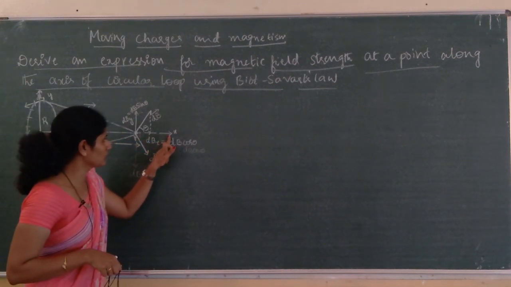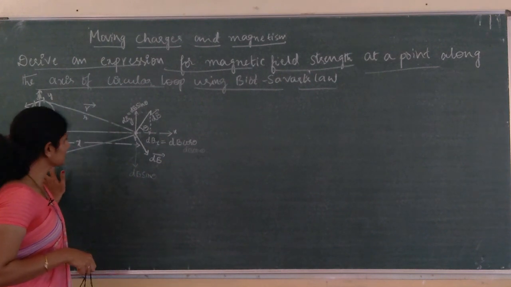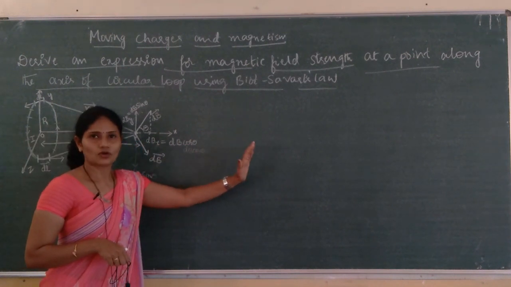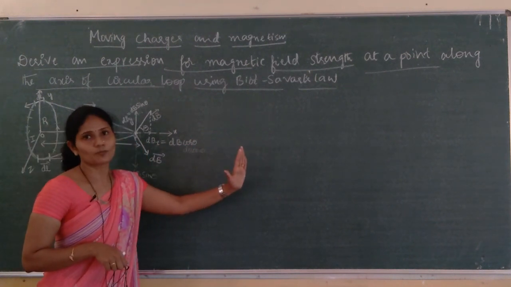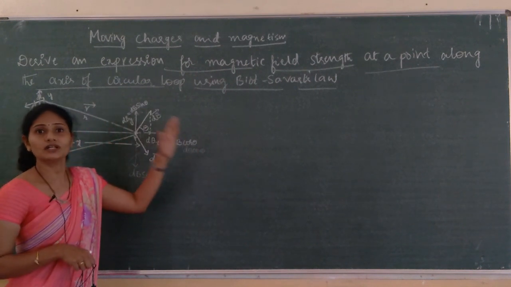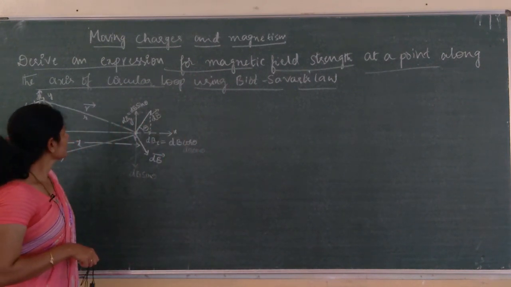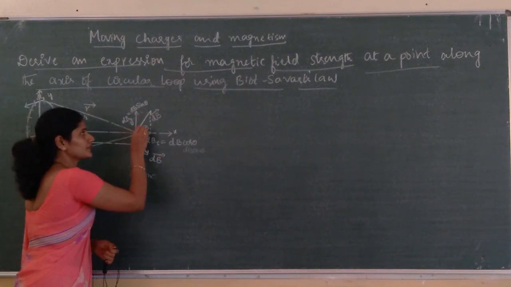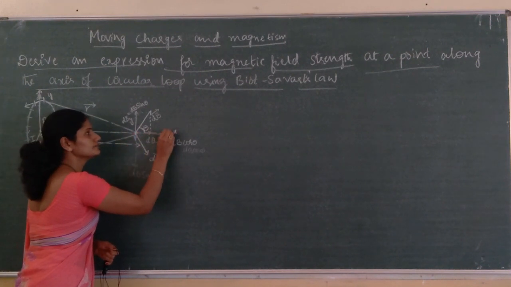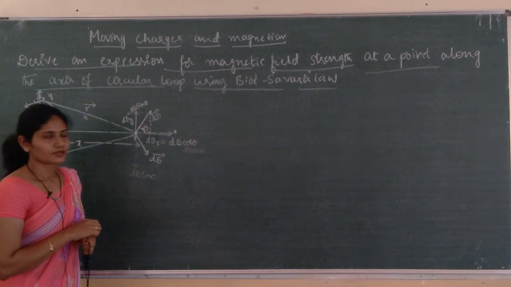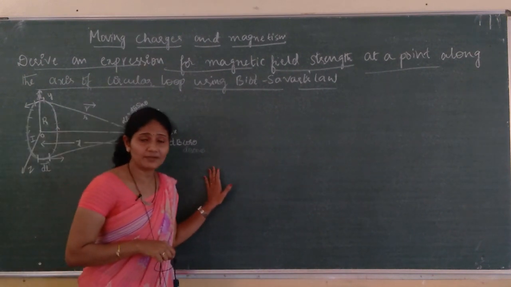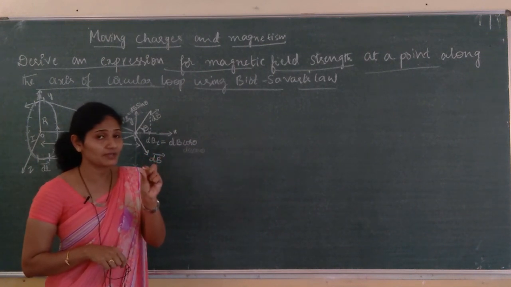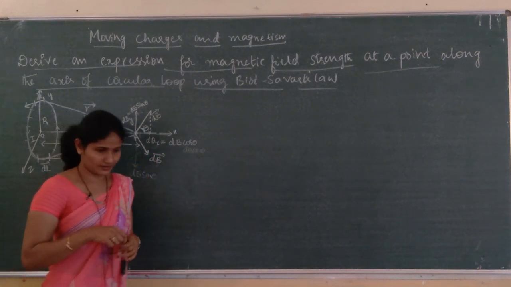So dB cos theta along this direction, due to this line element we have dB cos theta, that is also in the same direction. So adding all the x components, we get the total magnetic field. Now this angle is theta. In the expression we have dB is equal to mu naught by 4 pi, I dl sin theta divided by r square. There theta means the angle between dl and r.